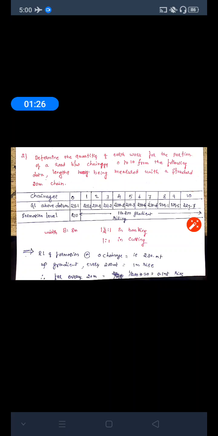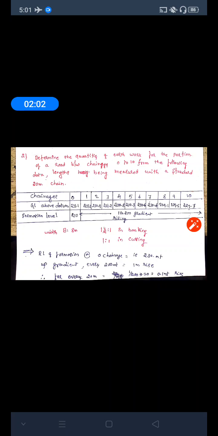Then for the upward gradient, at every 200 meter there will be 1 meter rise. Therefore, for every 20 meter chainage, what will be the rise? It will be 1 divided by 200, that is the gradient 1 in 200, into 20. After multiplying by 20 we got 0.1 meter. This 0.1 meter we should add to the starting formation level, that is 230. So at chainage 1 meter, the formation level will be 230.1.